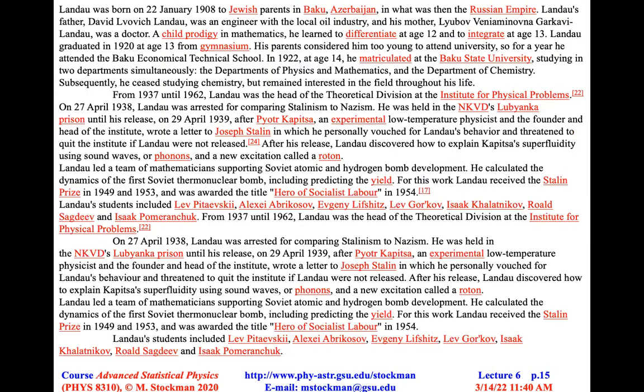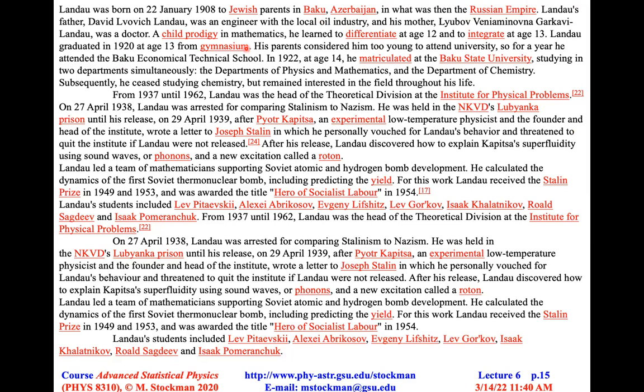This is the biography. He was born in 1908 to Jewish parents, but he was not only Jewish actually. In a sense, he was ethnically Jewish, but he was never religious. He considered himself an atheist. He graduated from high school at age, I believe, 13, from gymnasium. It was the highest level of high school at that time.